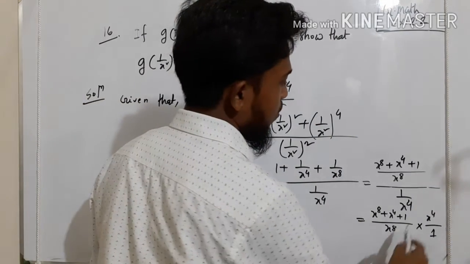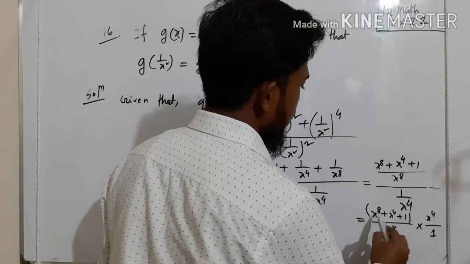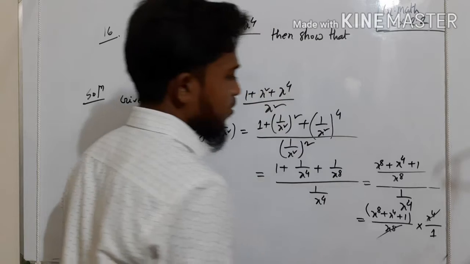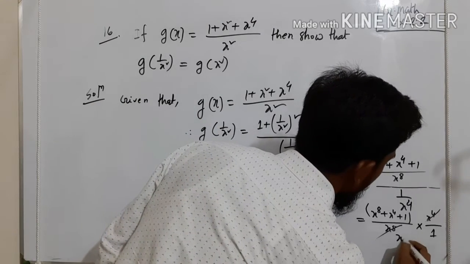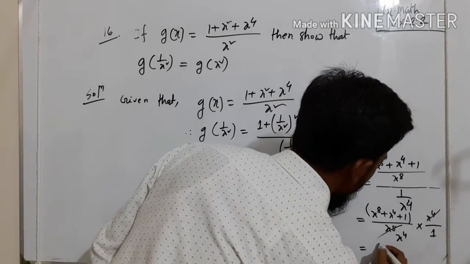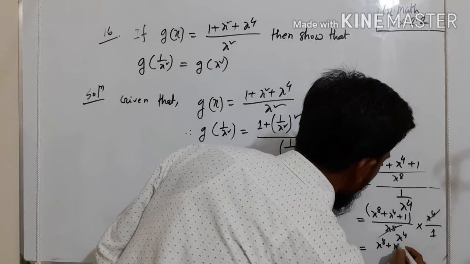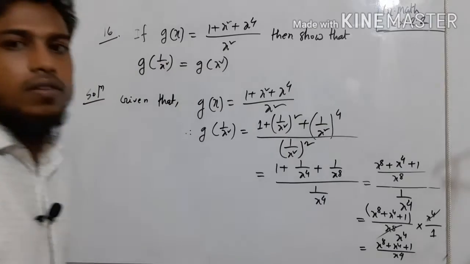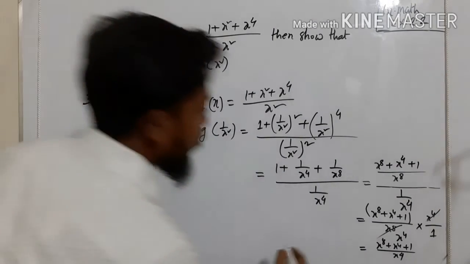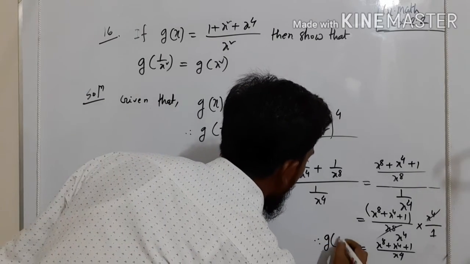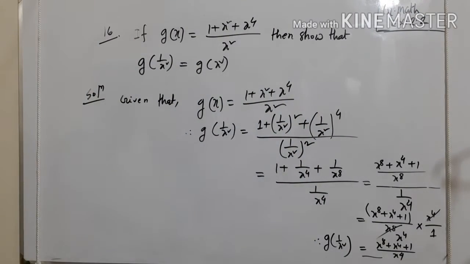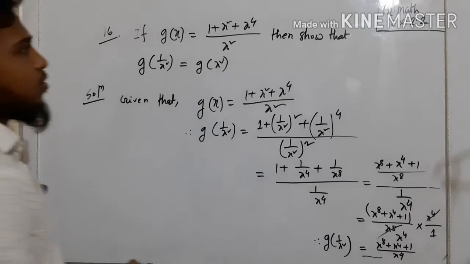So x power 4 upon x power 8 cancel, that is x power 4. So we can write (x power 8 plus x power 4 plus 1) divided by x power 4. So g of 1 by x square equal to this. Now I will find the value of g of x square.